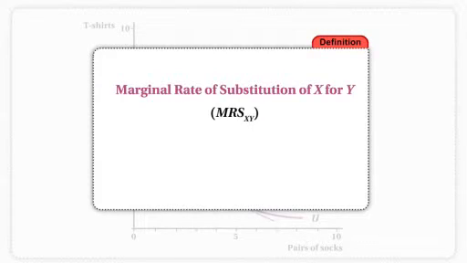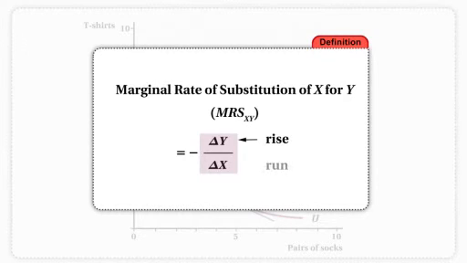Intuitively, it is the relative value that a consumer places on obtaining a little more of the good on the x-axis in terms of the good on the y-axis. Mathematically, the MRS of X for Y equals the negative of the change in the good on the y-axis divided by the change in the good on the x-axis that makes the consumer just as well off. Note the change in the good on the y-axis divided by the change in the good on the x-axis is just the rise of the indifference curve over the run. In other words, it's just the slope of the indifference curve.